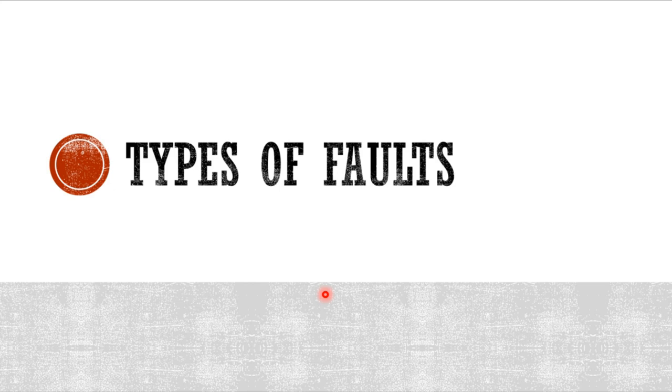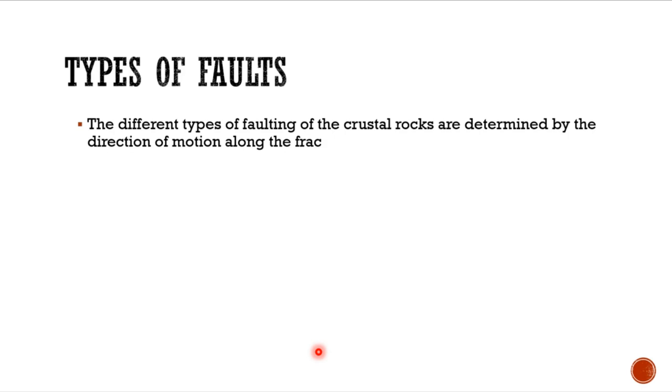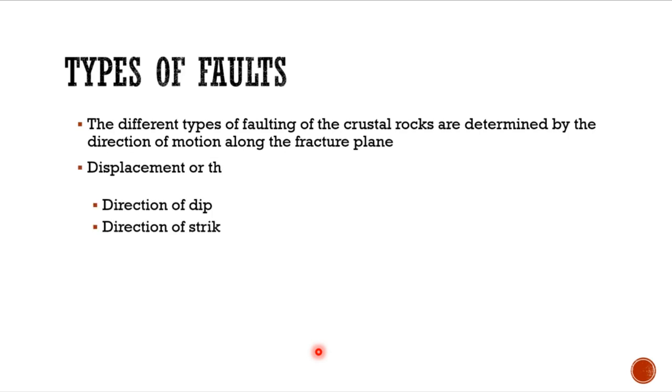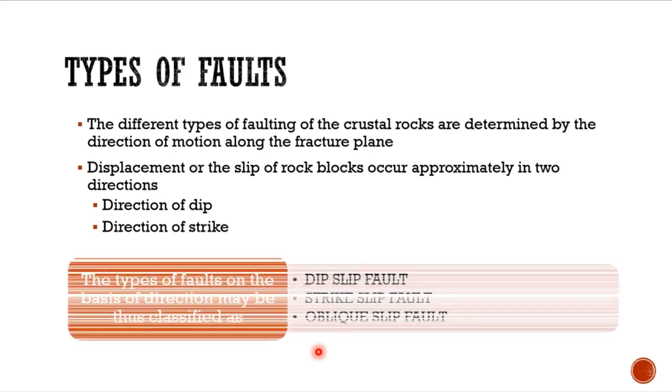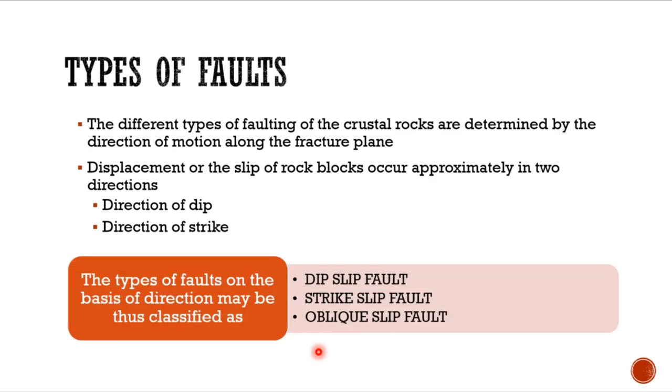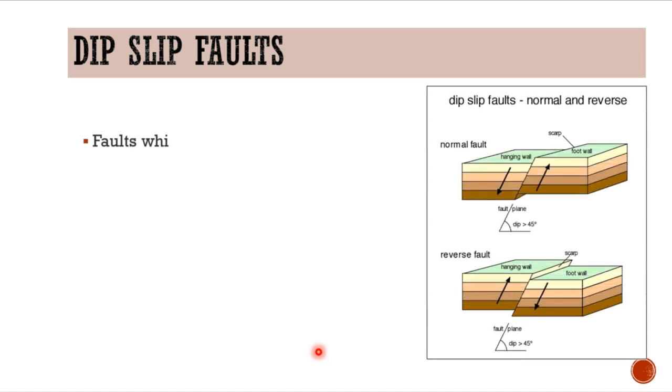Now let's study in detail about the types of faults. The different types of faulting of the crustal rocks are determined by the direction of motion along the fracture plane. Displacement or the slip of rock blocks occurs approximately in two directions, direction of dip and direction of strike. The types of faults on the basis of direction may be thus classified as dip slip fault, strike slip fault, and oblique slip fault.